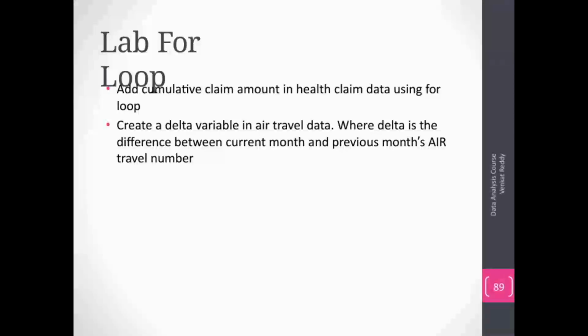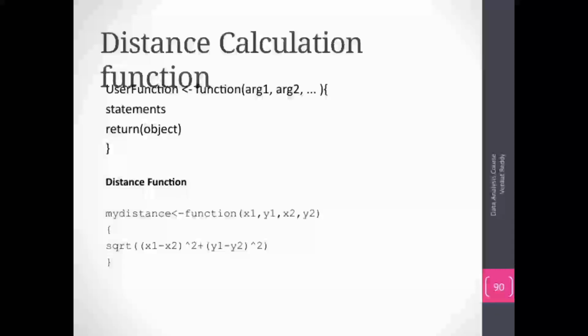Next, we have the distance function, which is particularly useful when working with spatial data. Here, we define a function called mydistance, which takes 4 parameters: x1, y1, x2, y2. These represent the coordinates of 2 points in a 2D space. The function calculates the Euclidean distance between them by taking the square root of the sum of the squared differences in each coordinate. This is a straightforward way to measure how far apart 2 points are, and understanding this calculation is essential for many spatial analysis tasks.